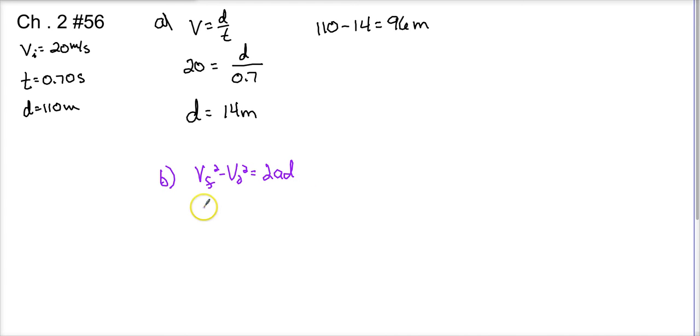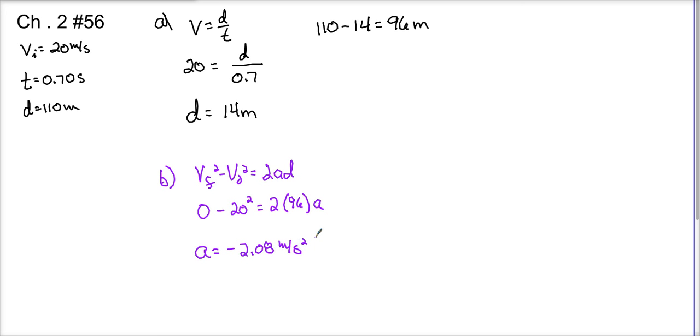All right, we know that we come to a stop, so our final speed is 0. Our initial speed is 20 meters per second, and that'll be squared. Then we have 2 times 96, and then we need to find our acceleration. Solving for a, we find that our acceleration is negative 2.08 meters per second squared.